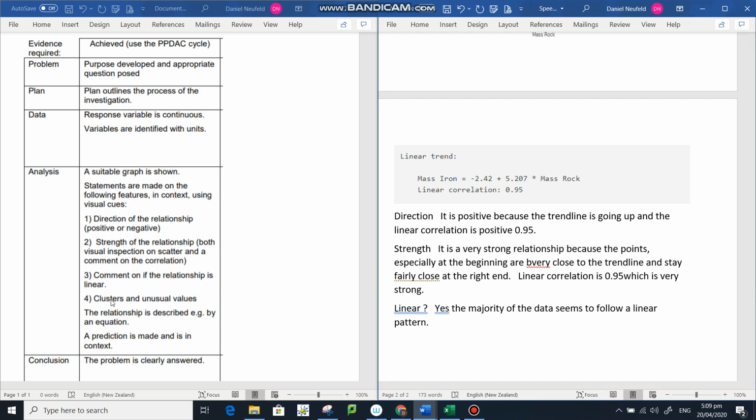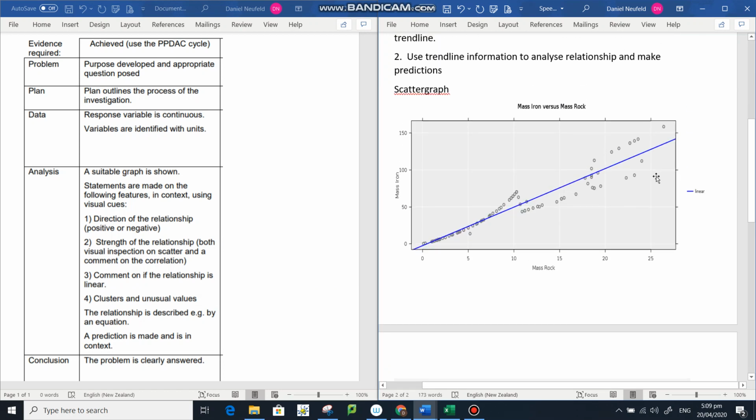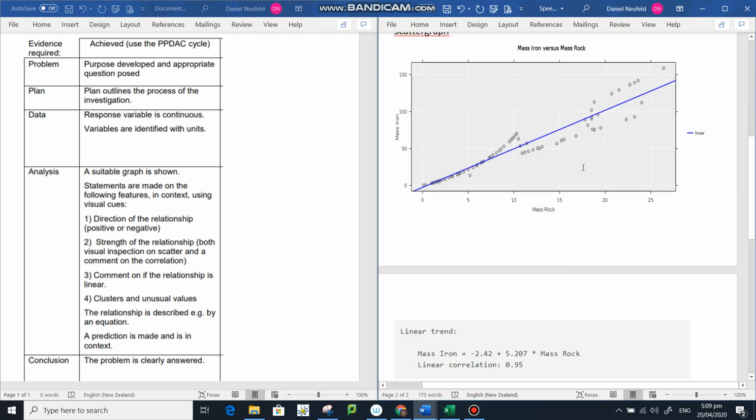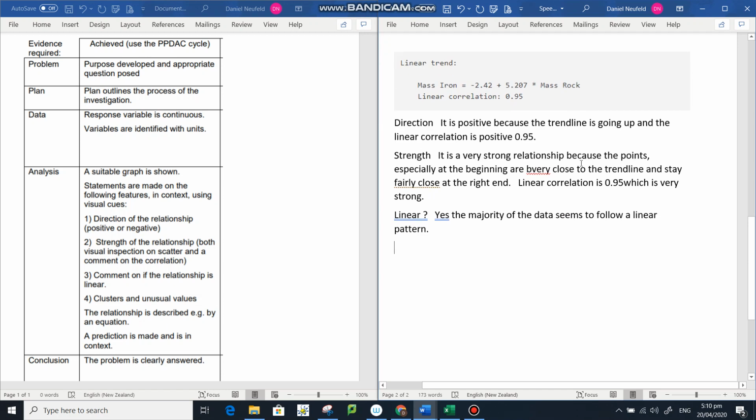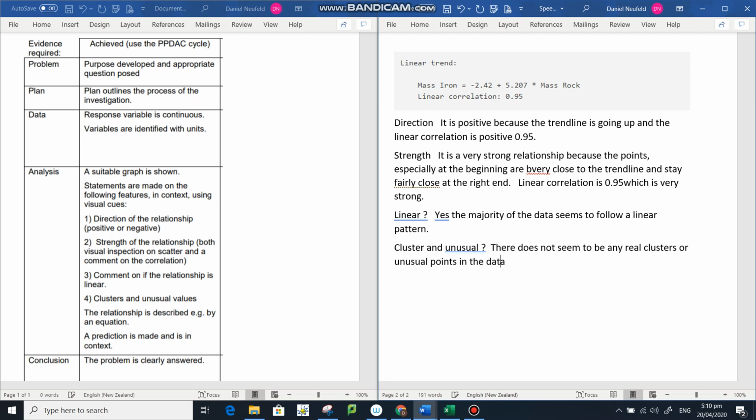Comment on that. Clusters or unusual values. There doesn't really seem to be any clusters or unusual values. There does not seem to be any real clusters or unusual points in the data. Done.